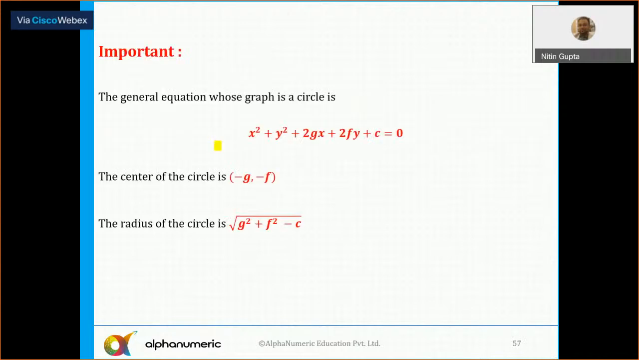Also, another way to represent the equation of a circle is x square plus y square plus 2gx plus 2fy plus c equal to 0. In that case, the center of the circle is (minus g, minus f), and the radius of the circle is equal to the square root of g square plus f square minus c.